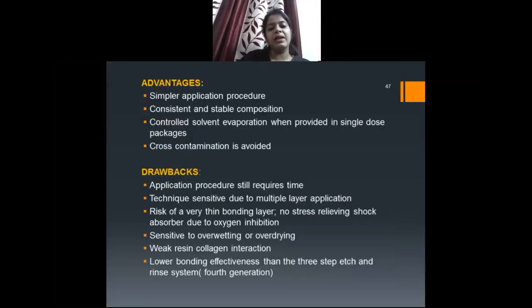The advantages are simple application procedure, consistent and stable composition, controlled solvent evaporation when provided in a single dose package, and cross contamination is avoided. Drawbacks are application procedures still require time, technique sensitive due to multiple layer application, risk of a very thin bonding layer, sensitive to overwetting and overdrying, weak resin collagen interaction, and low bonding effectiveness than the three-step etch and rinse system.